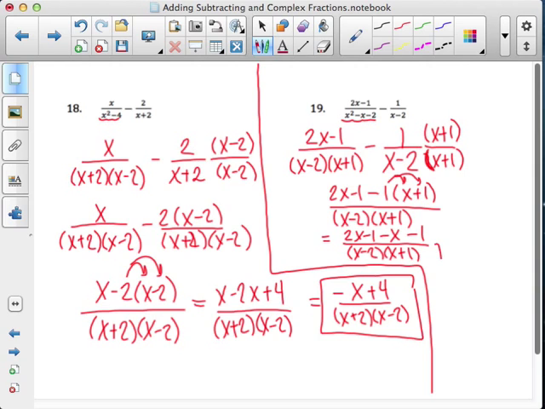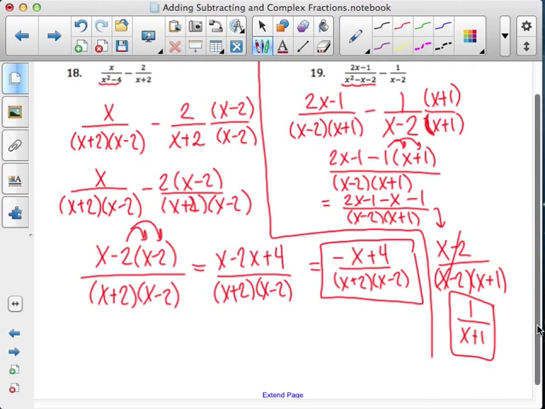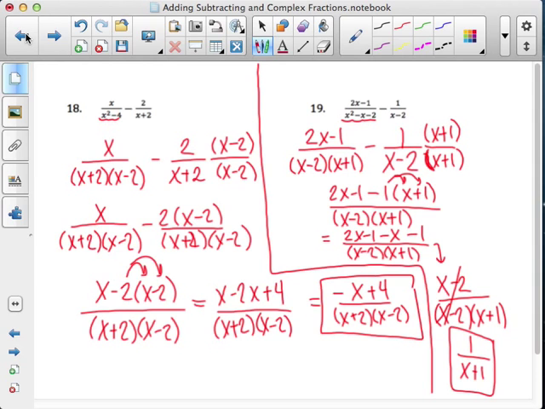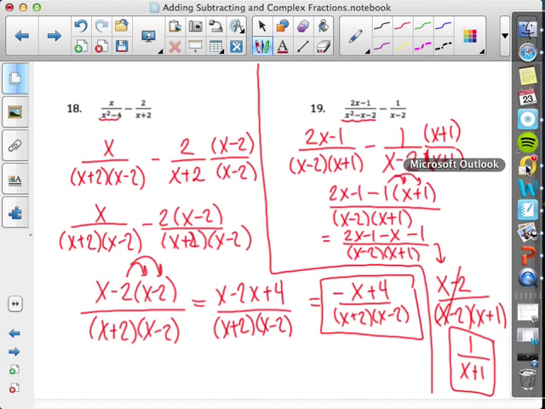Combine my like terms, and that gives me 2x minus x is x. Negative 1 minus 1 is negative 2, over (x - 2)(x + 1). The x - 2's cancel, and so I'm left with 1 over x + 1. Bam. And that's it. So those are your examples. You guys can get out your books and get started on your homework now.